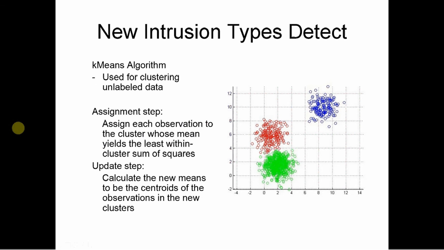There are 2 main steps in the k-means algorithm. The first step is the assignment step. In this step, we assign each observation to the cluster whose mean yields the least within-cluster sum of squares. And in the update step, we calculate the new means to be the centroids of the observations in the new clusters. After several iterations, the centroids of each cluster will converge, so that we can get the new clusters.